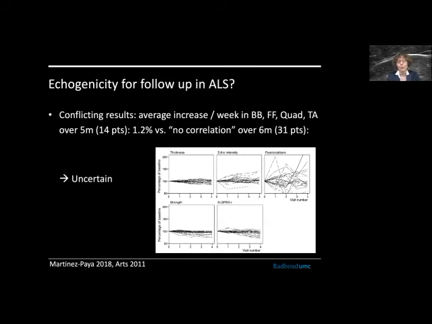And I think the same goes for the echogenicity. There have been some conflicting results. One group has found a very small increase per week in the echogenicity overall at a group level, but another study, which was a bit larger, didn't show any real clear correlation, and that's what's on this graph and slide. So this will need work too.